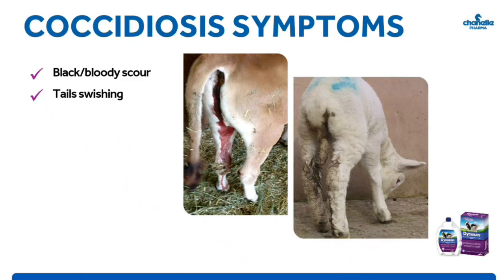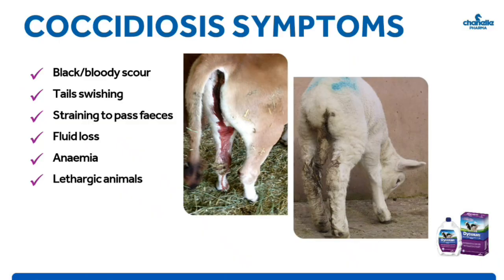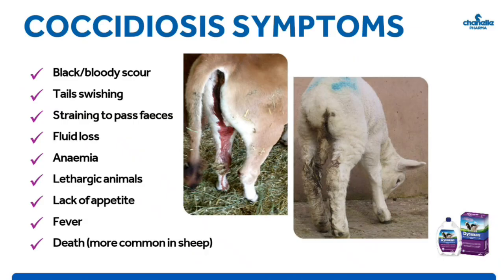Animals often show tail swishing due to discomfort. They are often straining to pass feces. They have fluid loss because of that diarrhea. They also have anemia because of that intestinal lining breakdown. They're often lethargic. They often have a lack of appetite. They may have a concurrent fever because there may be concurrent infection causing that fever. And finally, worst case scenario, animals may die. This is more commonly seen in sheep.